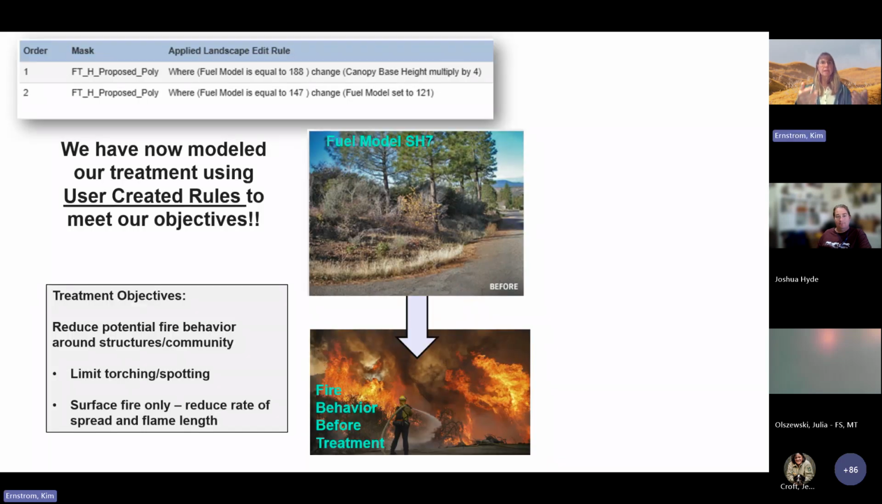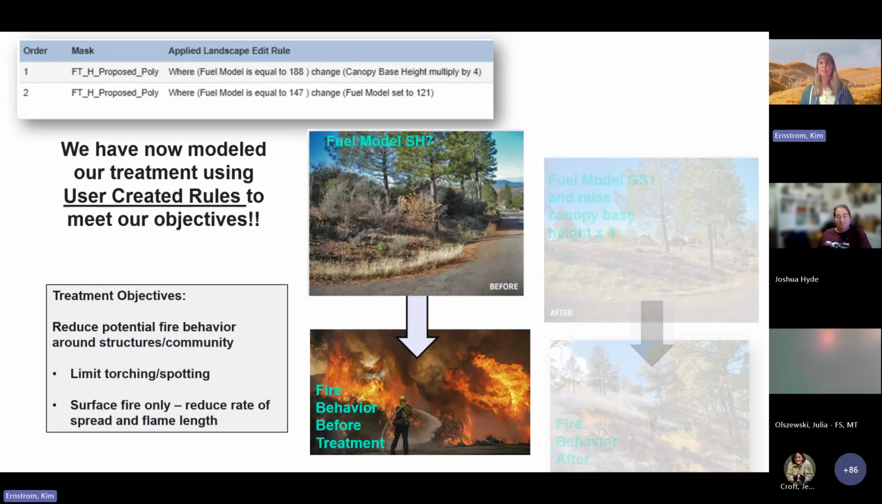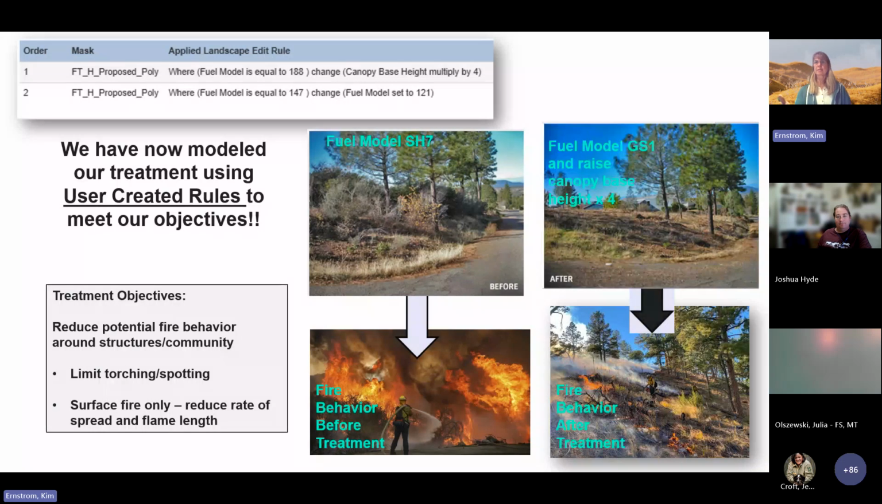So with our rules, now we've modeled our treatment using those user created rules. We built our own rule, and our own 2 rules actually, and we changed our fuel model, and we changed our canopy base height. And now we've got something more like this, where by changing that fire behavior and changing the canopy characteristics, we now have met our objective, and you can see the house in the background now. And that's what we were after, and now we've documented, we used our basic science and the best tools for the job here to show what we're up to and what we're shooting for in our fuels treatment.